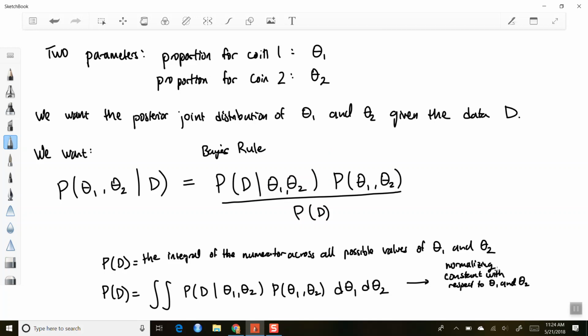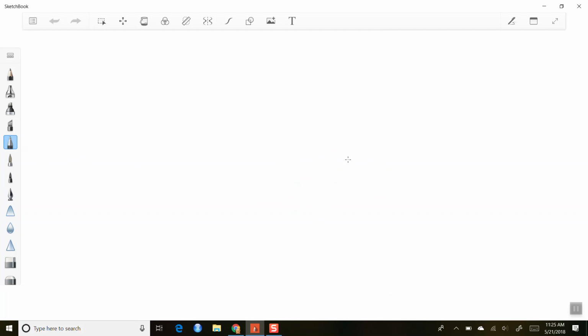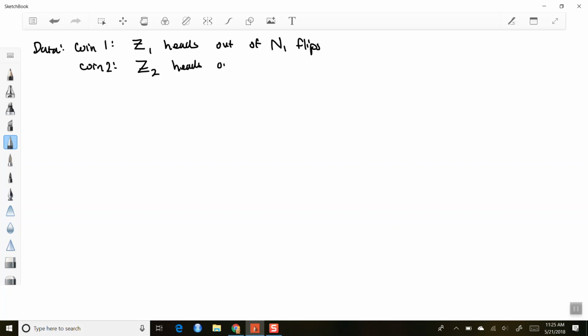Okay, so that's what we want. So we're just going to look at the two pieces in the numerator, and talk about what we end up getting there. Our data will be from coin 1. We'll have Z1, which is how many heads. So we have Z1 heads out of N1 flips. And then for coin 2, we'll have Z2 heads out of N2 flips, okay?